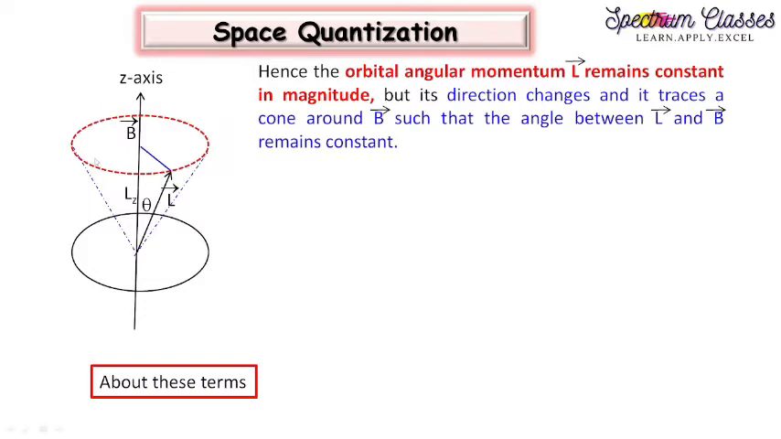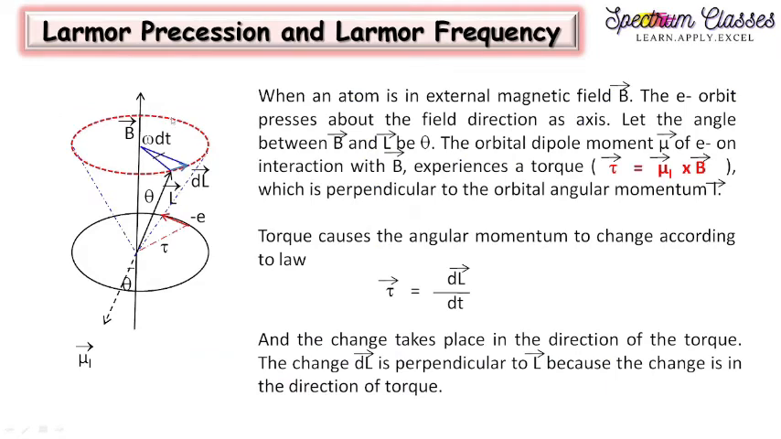And while it is changing its direction, that is termed as Larmor precession, meaning it is precessing about this Z axis. The frequency with which this change occurs, this omega, is the angular frequency, termed as the Larmor frequency.